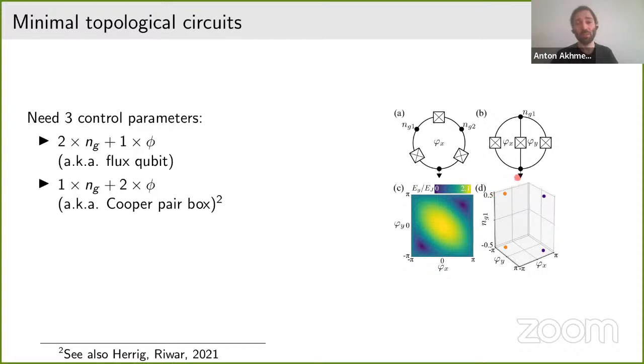The other circuit also requires three parameters. So here we have 2 offset charges and 1 phase because there's 1 loop. The alternative circuit is 1 offset charge and 2 loops. So here we have 3 junctions coupling to the same island. This circuit is also one of the earliest superconducting qubits, and it is called the Cooper pair box.